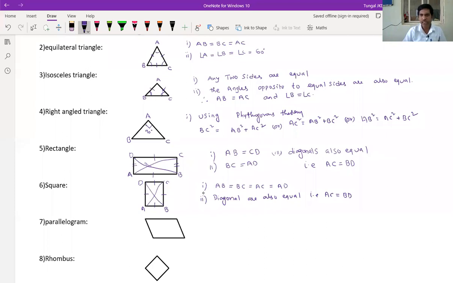Still we have other properties: each angle is 90 degrees, and diagonals perpendicularly bisect each other. Okay? That also we have, but it is enough. All 4 sides are equal, and diagonals also equal. Sorry, this is not AC, it is AB, BC, CD, right. AB is equal to BC is equal to CD is equal to AD, and diagonals also equal. Then we can prove the 4 points form a square.